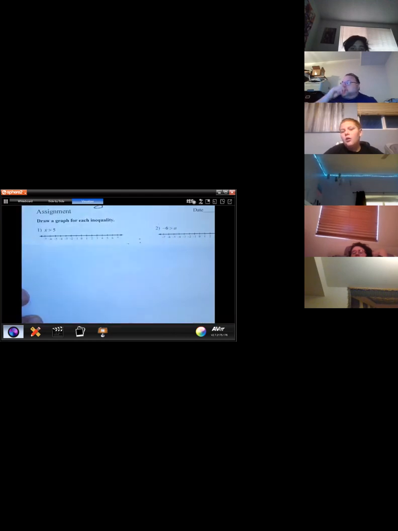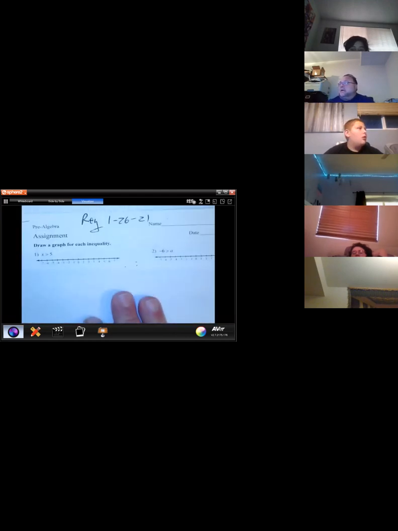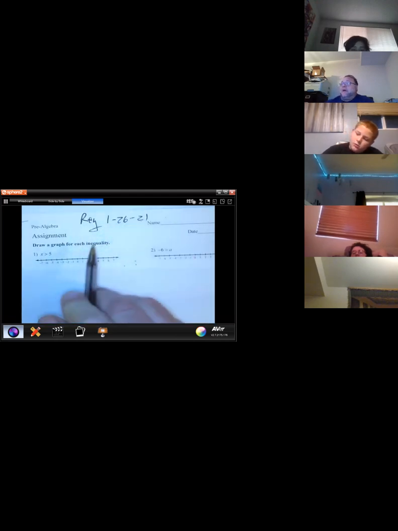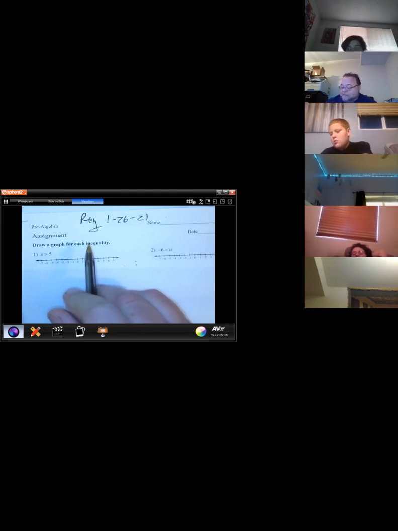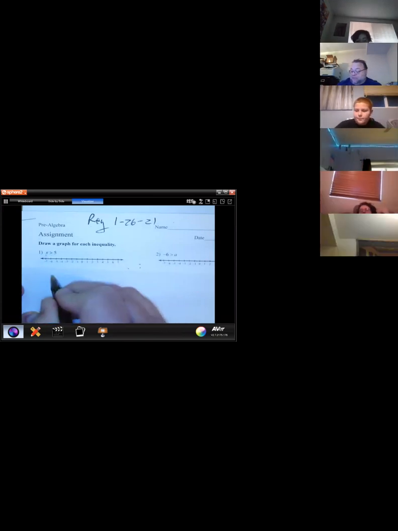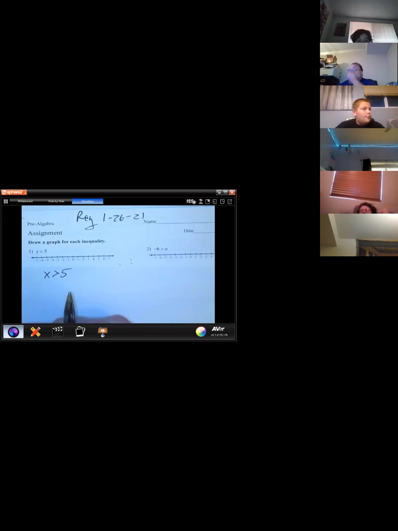All right, so this is part of our homework for tonight. You see that I marked it as the regular class 126-21. I have posted it. So let's look at this first one. X is greater than 5. Well, if X is greater than 5, I'm going to circle 5.